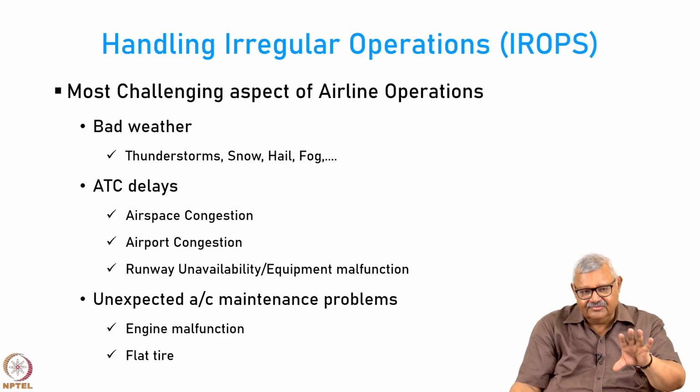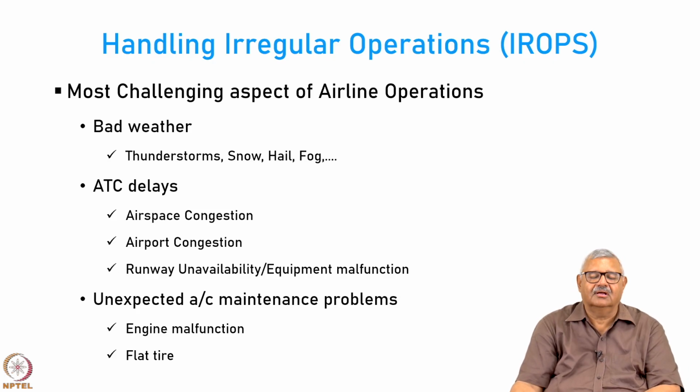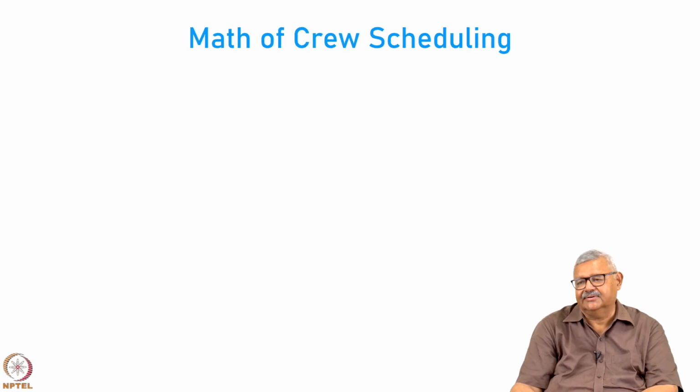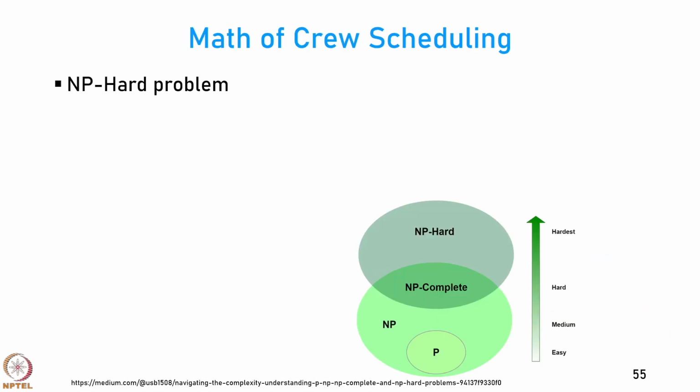In many of these situations, crew availability is immediately hampered. So, crew scheduling is not a very simple thing, okay? It is technically an NP hard problem. Now, by NP hard problem, what we mean is that it is a non-polynomial problem. What is a polynomial problem? It is an easy problem. It can be solved within a finite time with computations.